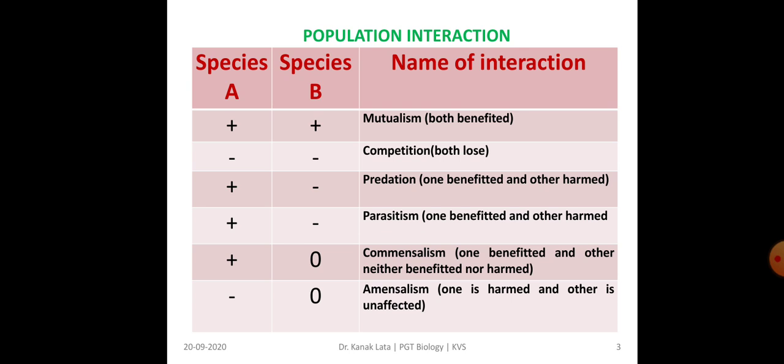Another interaction is commensalism, in which one is benefited and another is neither benefited nor harmed, so the sign is positive and 0. Another one is amensalism, where one is harmed and another is unaffected, neither benefited nor harmed, so one species has a negative sign and another has 0. So these are the different interactions: mutualism, competition, predation, parasitism, commensalism and amensalism. We will discuss all these interactions in detail.